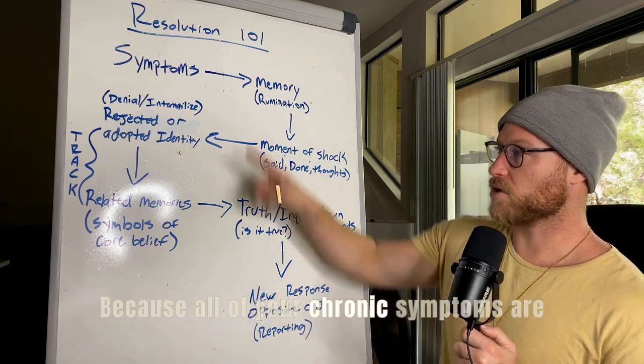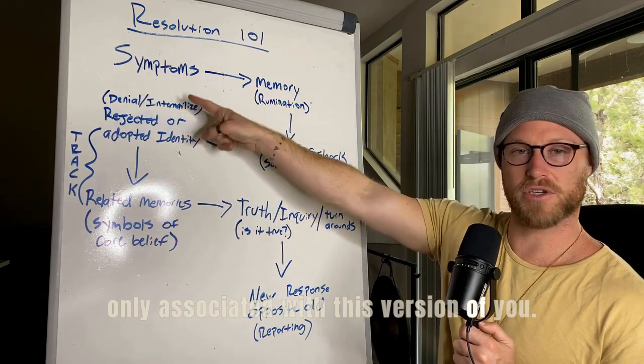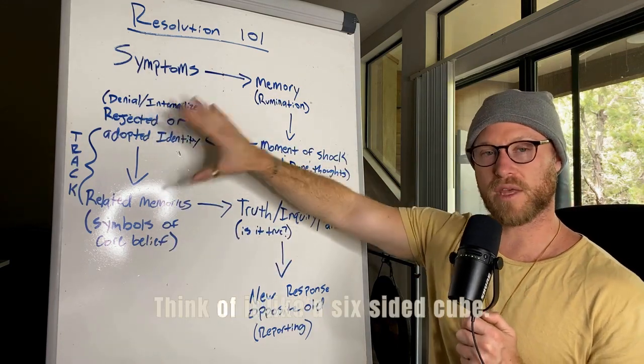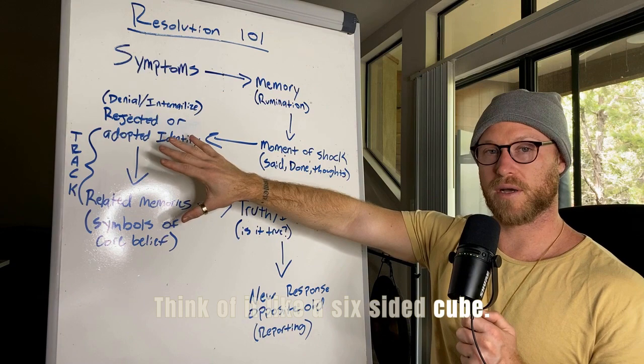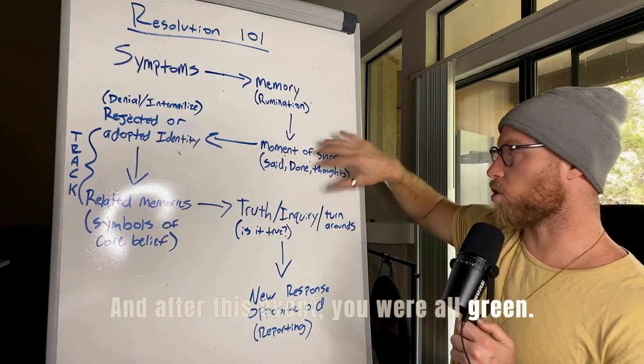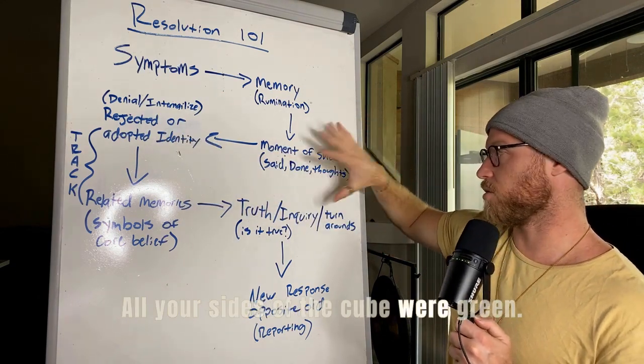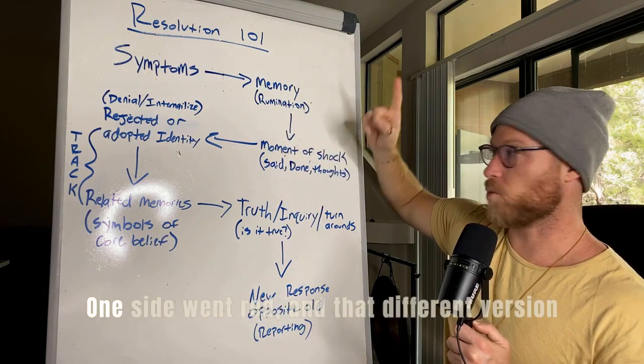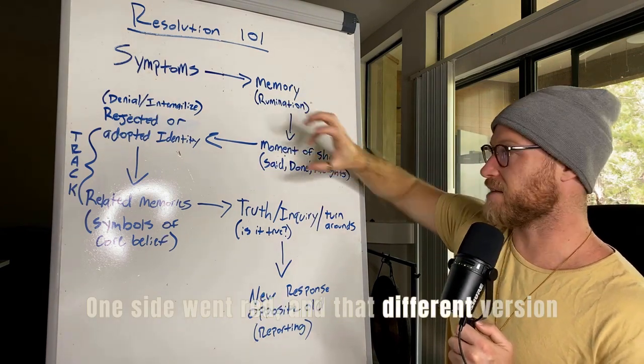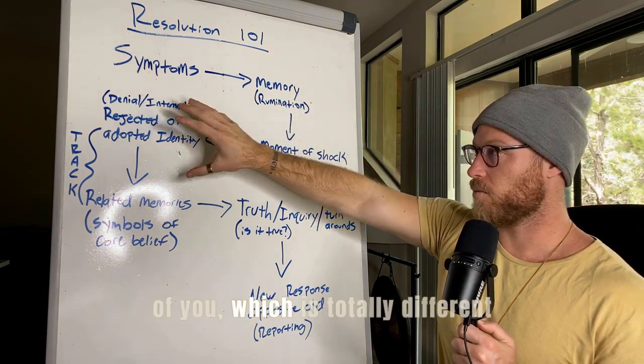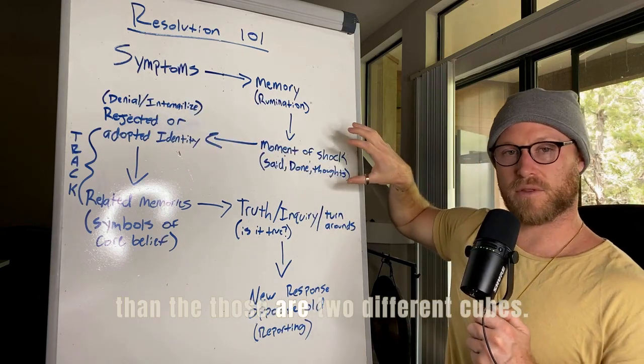Because all of your chronic symptoms are only associated with this version of you. That's literally a different version of you. Think of it like a 6-sided cube. And after this event, you were all green. All your sides of the cube were green. And then boom, this happened, one side went red. And that different version of you, those are two different cubes.